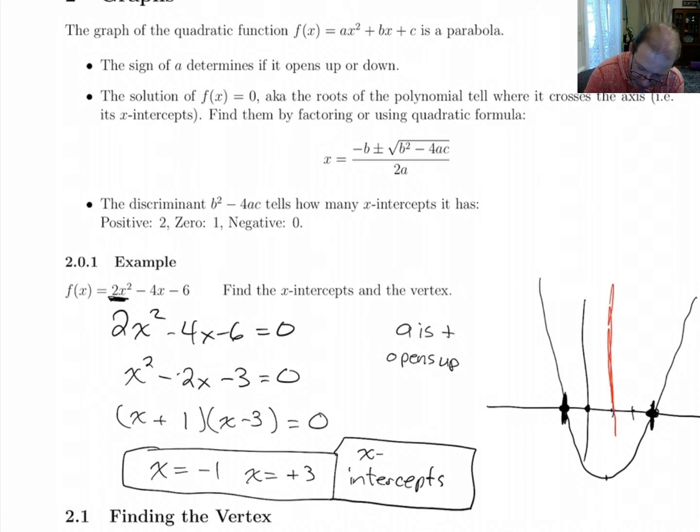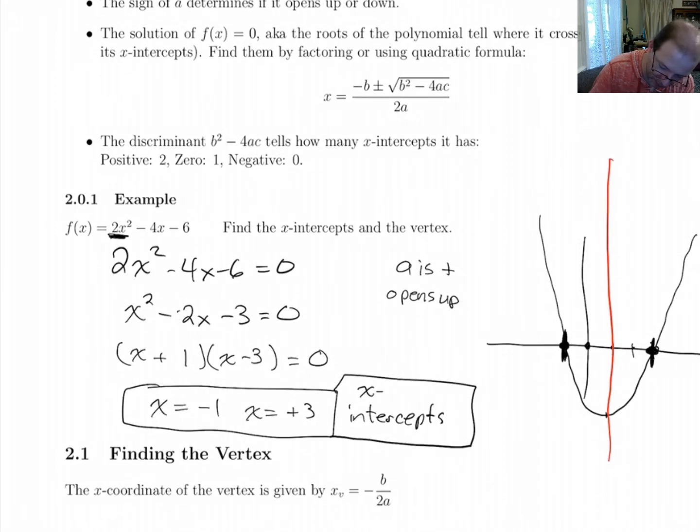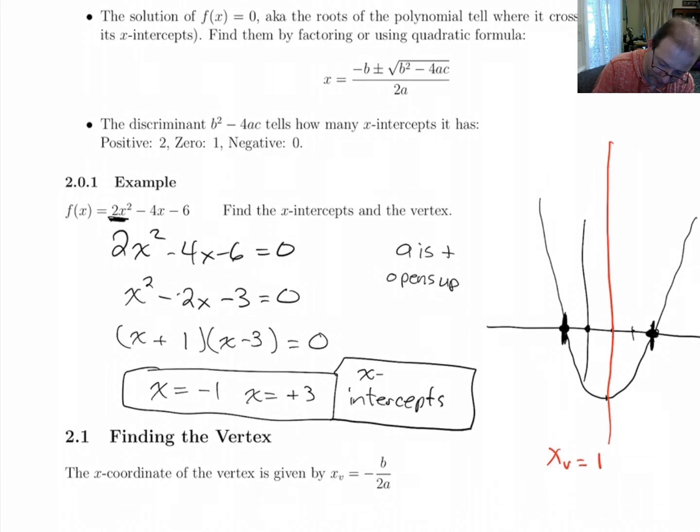How do I know at 1? Because if you draw that looking straight on at it, the distance from here over to here is 4. So half that distance is 2. So the x-coordinate of the vertex is 1. And the y-coordinate of the vertex, to get that, we just do f of 1.